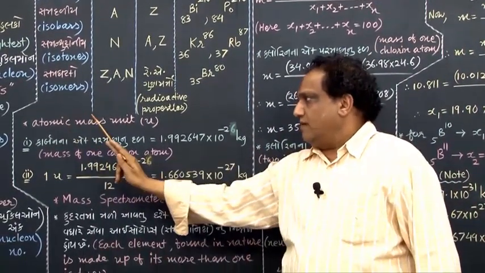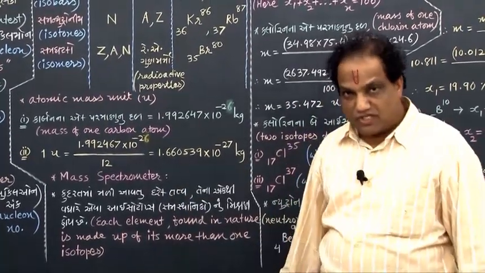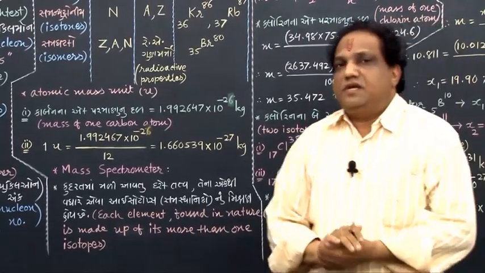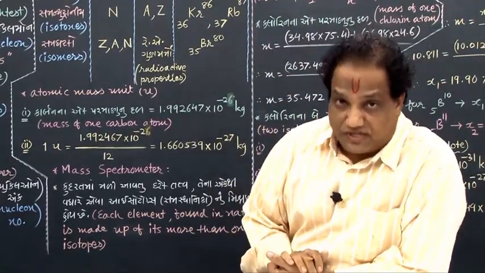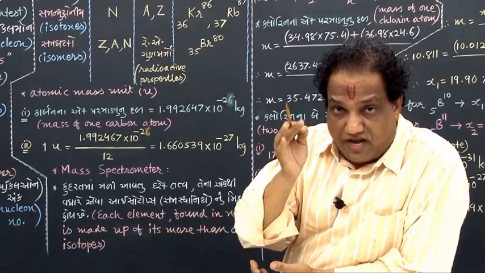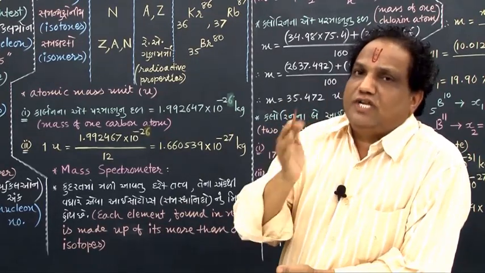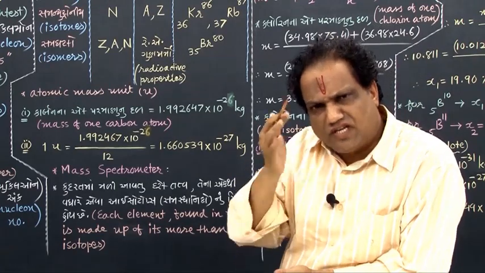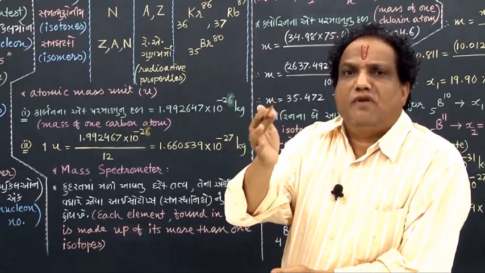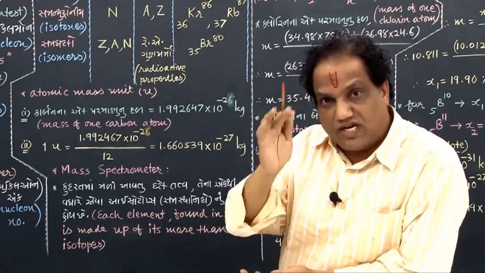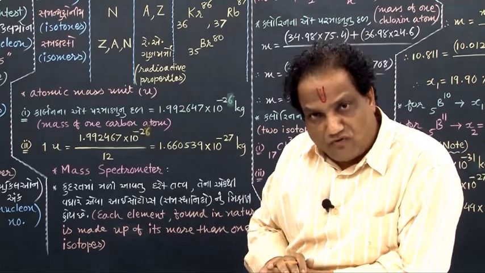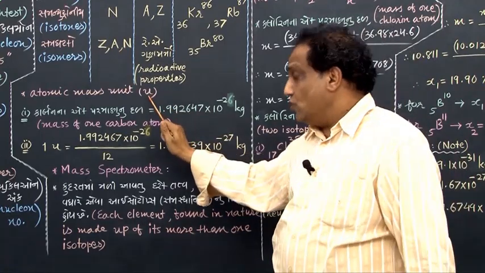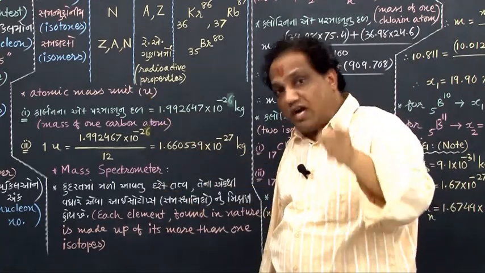What do you mean by atomic mass unit? It is shown by the symbol small u. In the study of nuclear physics, we deal with very tiny particles, and those atomic particles have very small mass. To measure their masses, naturally kilogram will be a very heavy unit, and that's why we define a very small unit of mass, here the atomic mass unit, shown by symbol small u.